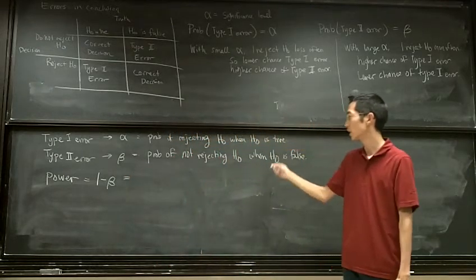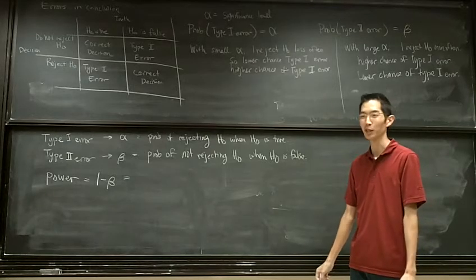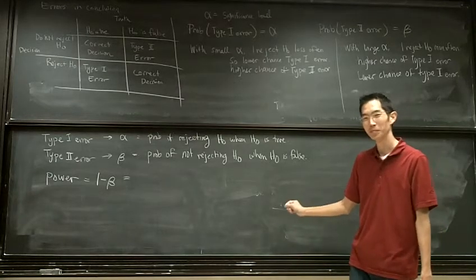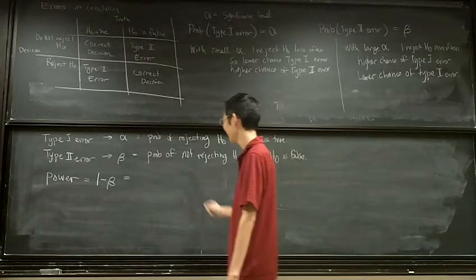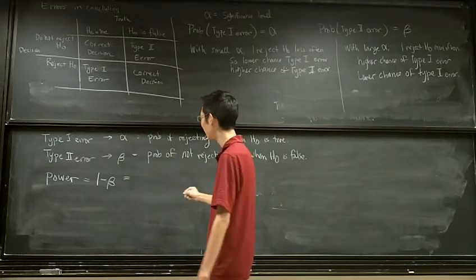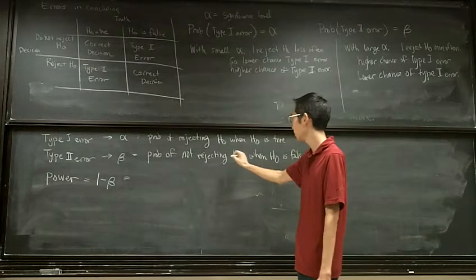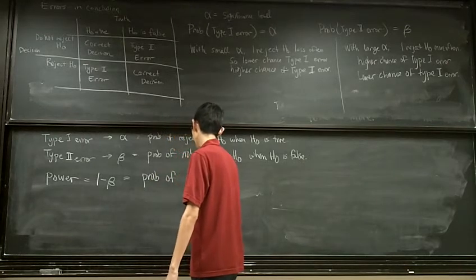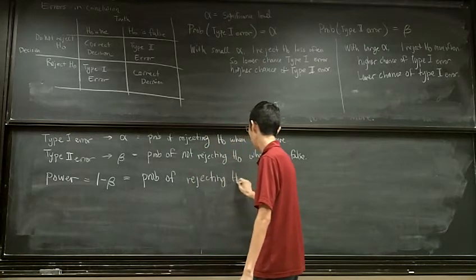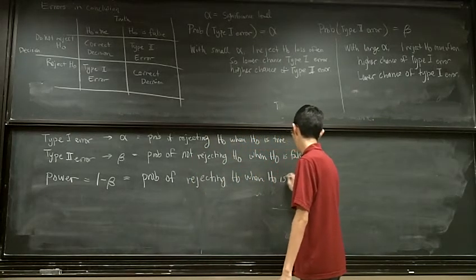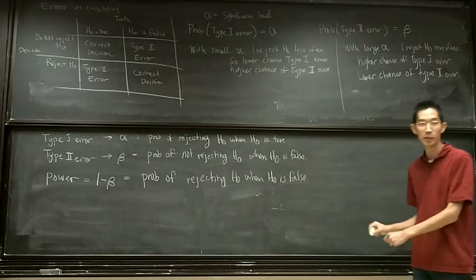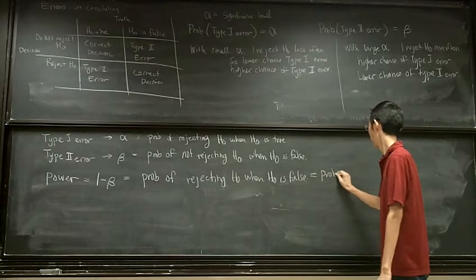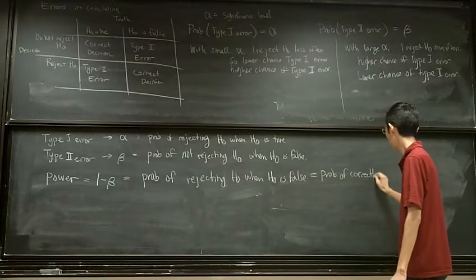So what would be the complement of not rejecting H0 when H0 is false? So the power is this. It's the complement of a type 2 error, which is the probability of not rejecting H0 when H0 is false. The complement of that would be the probability of rejecting H0 when H0 is false. Okay? So it's the probability of making the correct decision of rejecting H0, correctly rejecting.